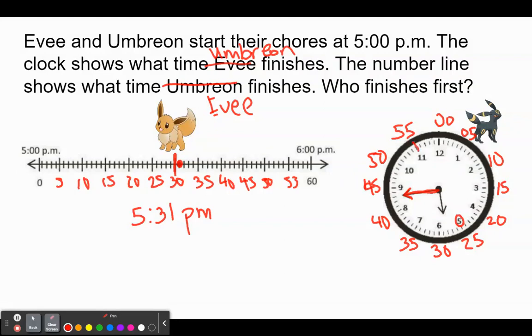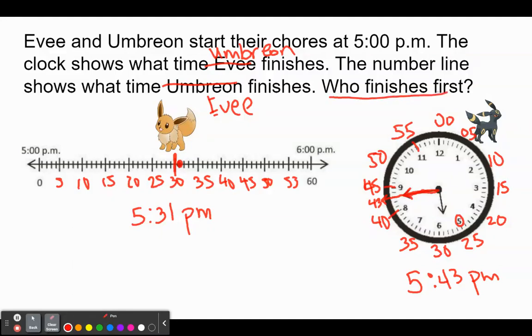So let's go ahead and take a look over here. So we're in between 8 and 9. So we're not at 40, but we're not quite to 45. So if we take our arrow and go all the way over it, we're about here. So we're at 41, 42, 43. So we are at 43. So Umbreon finished at 5:43 with the chores.